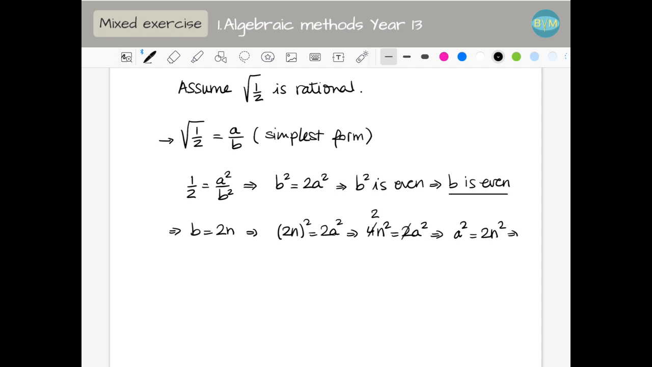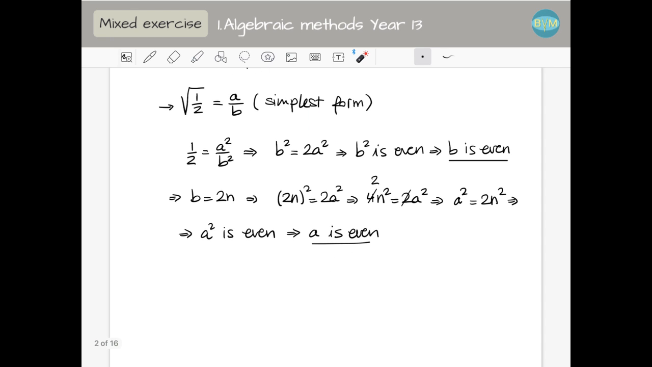And I hope you see where we are going, because that means that a squared is even. And if a squared is even, that means that a is even as well. What does that mean? A and b are even. So if we have a fraction a divided by b, we could divide both numbers by 2. So we could simplify further, which means it's not in the simplest form.